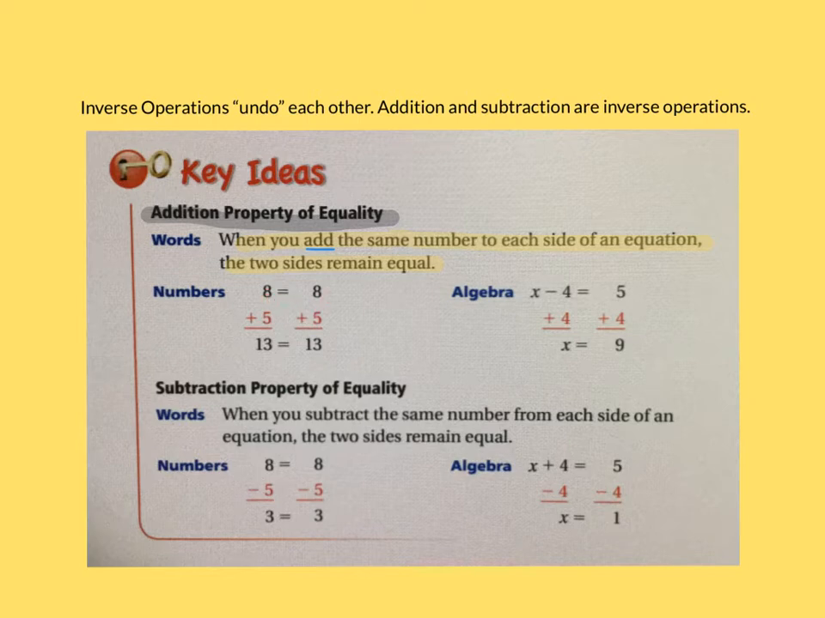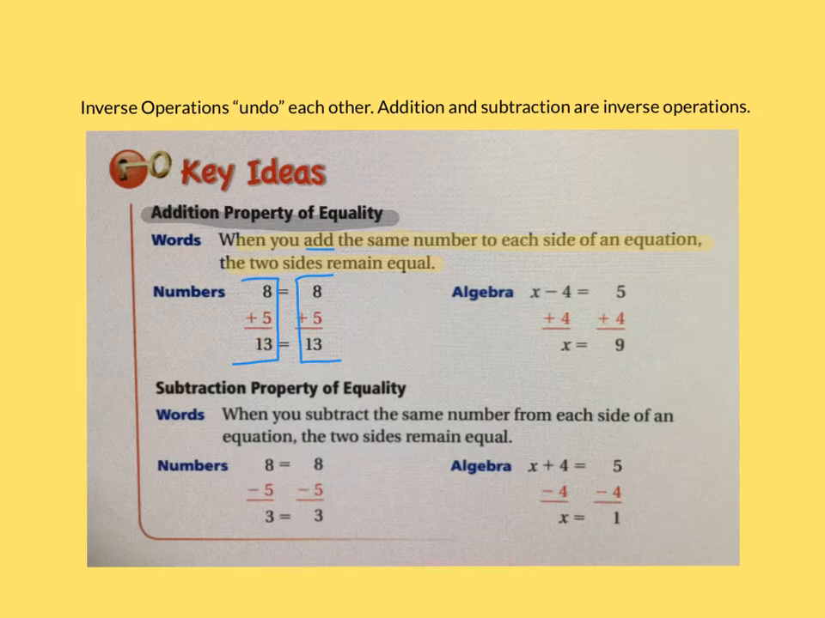8 equals 8, okay? Pretty simple. If I add 5 to this side of the equation, so we're kind of splitting up this equation, kind of like this, okay? We have 8 on each side. But if we add 5 to that side, I have to do the same thing over to this side. It's kind of like a fraction.